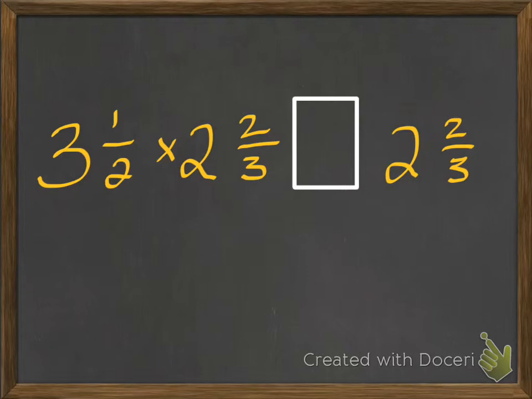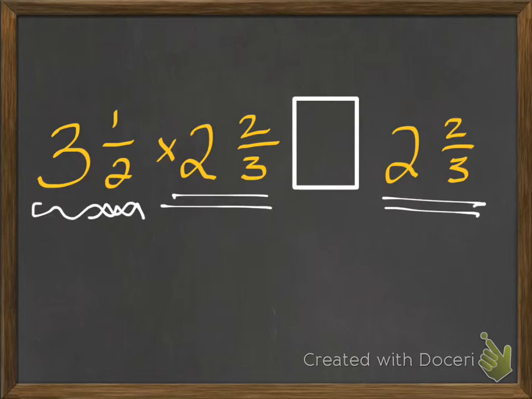So we're not even going to multiply. We're going to compare 3.5 times 2 2/3 and compare that to 2 2/3. So this is the number we're starting with, 2 2/3. We're multiplying it times a mixed number, 3.5. When you multiply times a mixed number, that means it's going to be greater than what we started with.